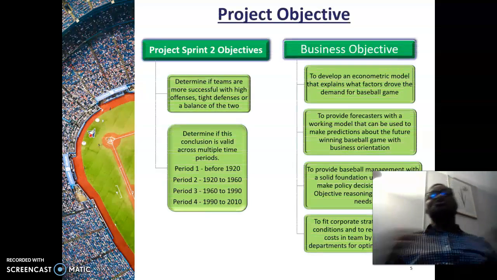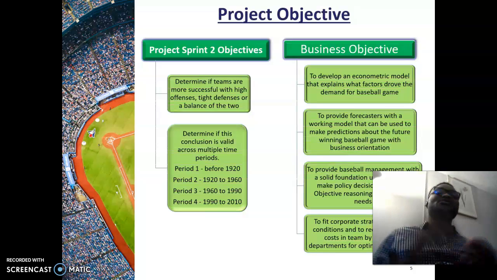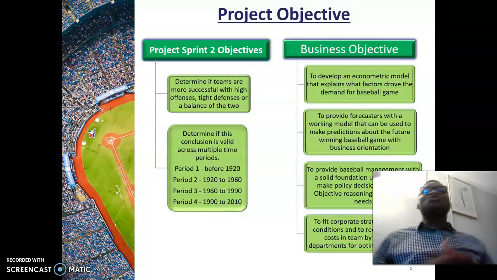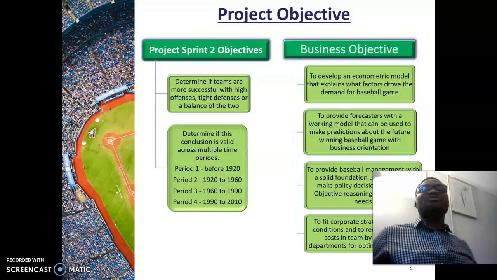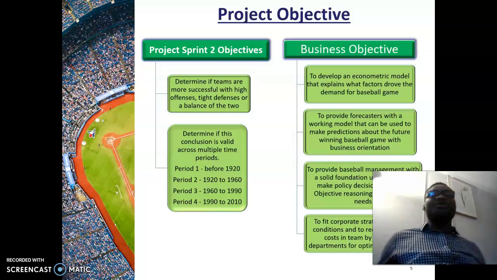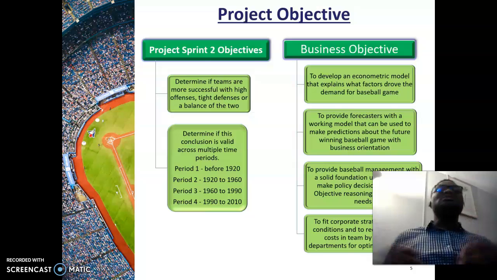Project objective is in 2 parts. The first one is to determine if teams are more successful at offense, defense, or a balance of the 2. The second one is to determine if the conclusion will be valid across multiple periods. We have 4 periods from before 1920 to 2010.